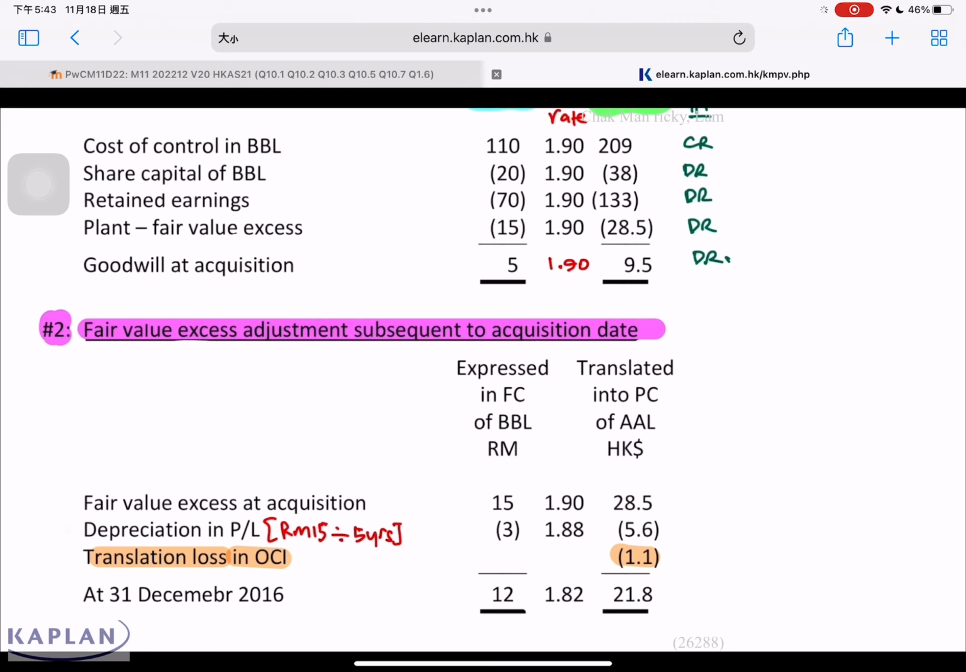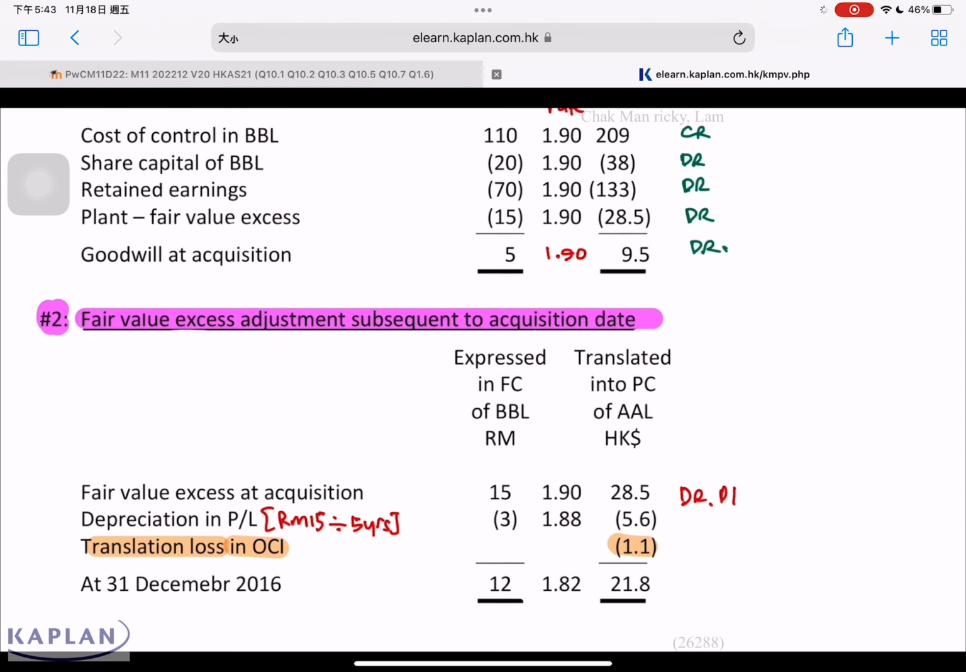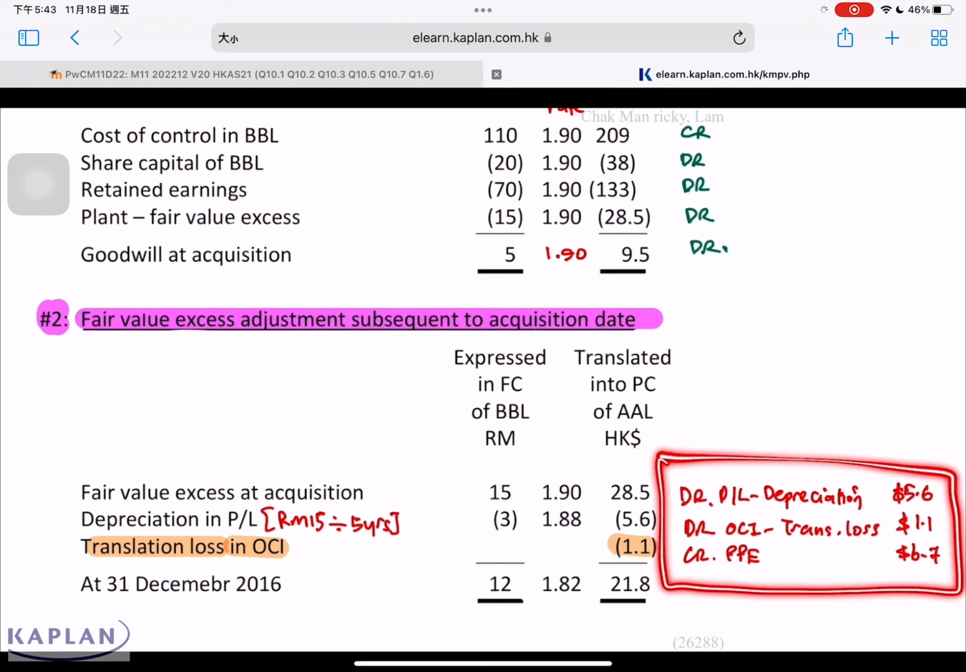We must pass an entry for this. Entry 2. The second entry is to reduce the plant because of depreciation, and to reduce the plant because of translation differences. Debit profit and loss for the depreciation, 5.6. Debit OCI, translation loss, 1.1. Credit PPE, which equals the total of these two, 5.6 plus 1.1 is equal to 6.7. This entry you have to pass for number 2.